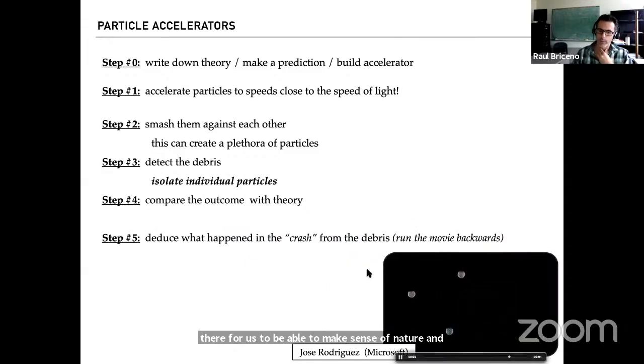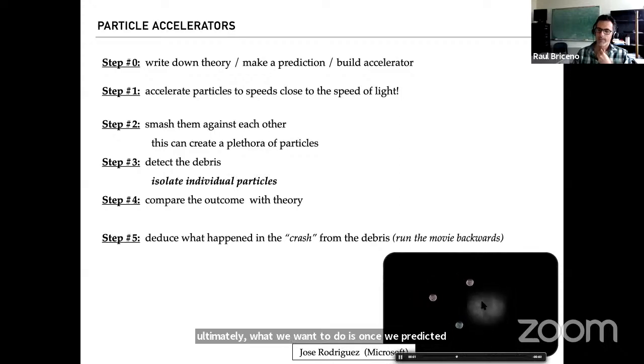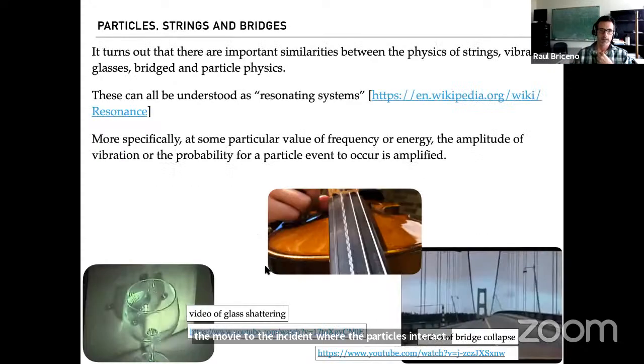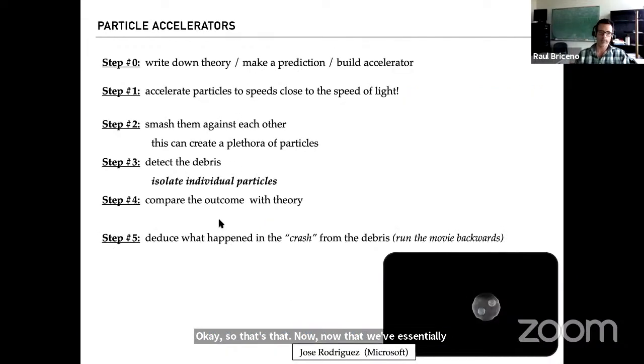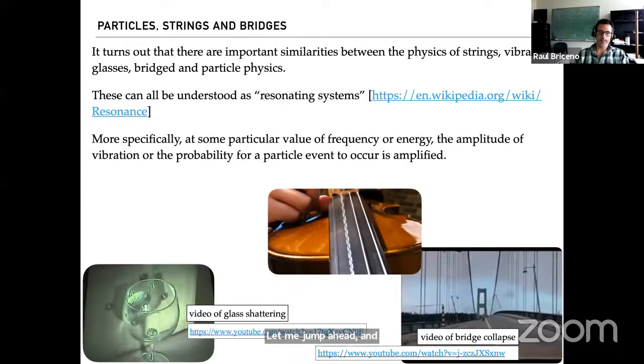And ultimately, once we've predicted which theory is right, we want to be able to reconstruct the initial conditions of how the particles interacted. We don't see that with our eyes. We can't see this with detectors. So we need the theory to essentially rewind the movie to the instant where the particles interacted. So that is just crucial. Okay, so that's that. Now that we've essentially constructed and motivated our particle accelerator following these steps, let me jump ahead and start talking about resonant phenomena, okay?